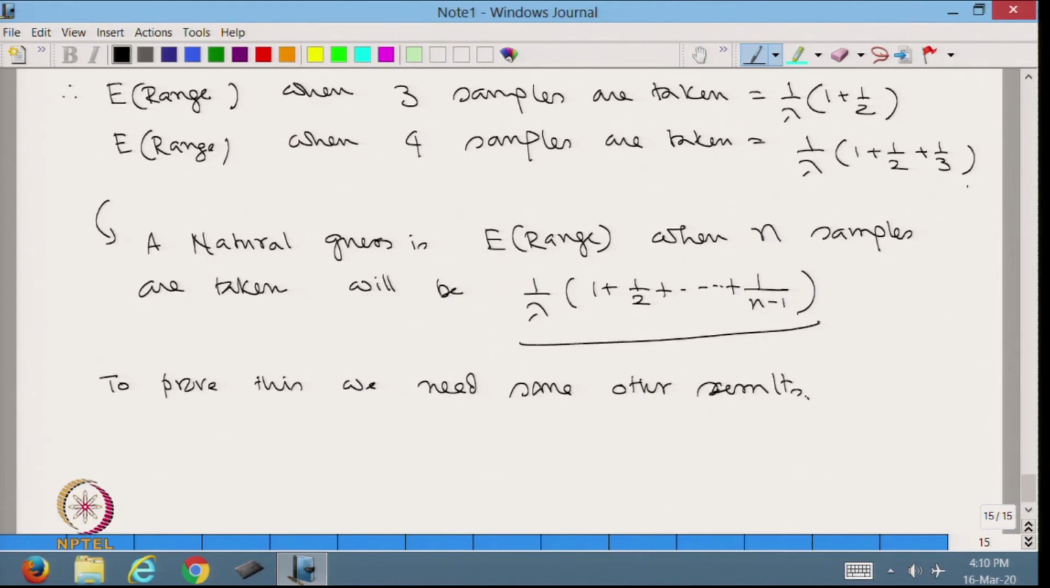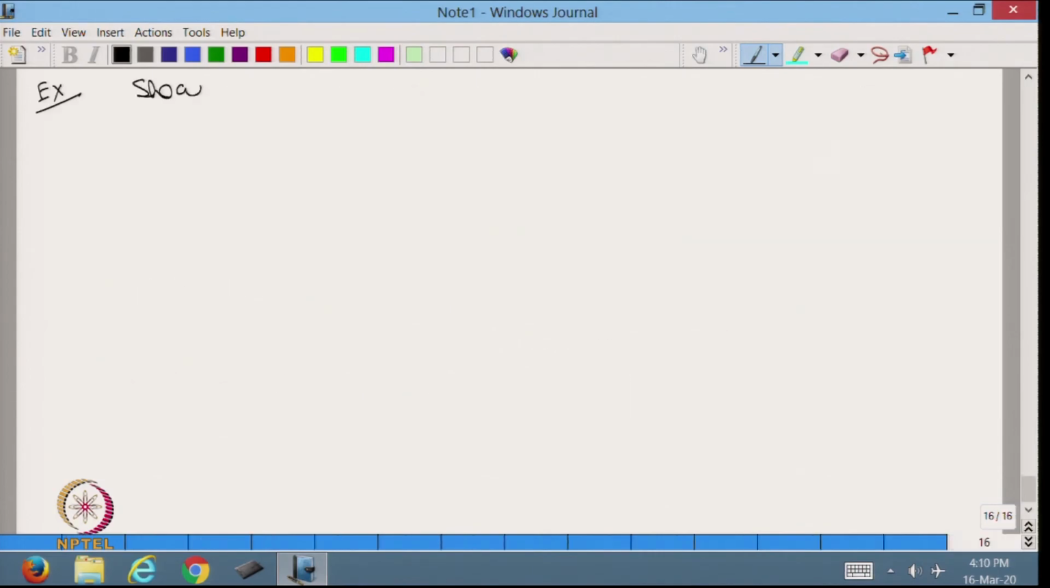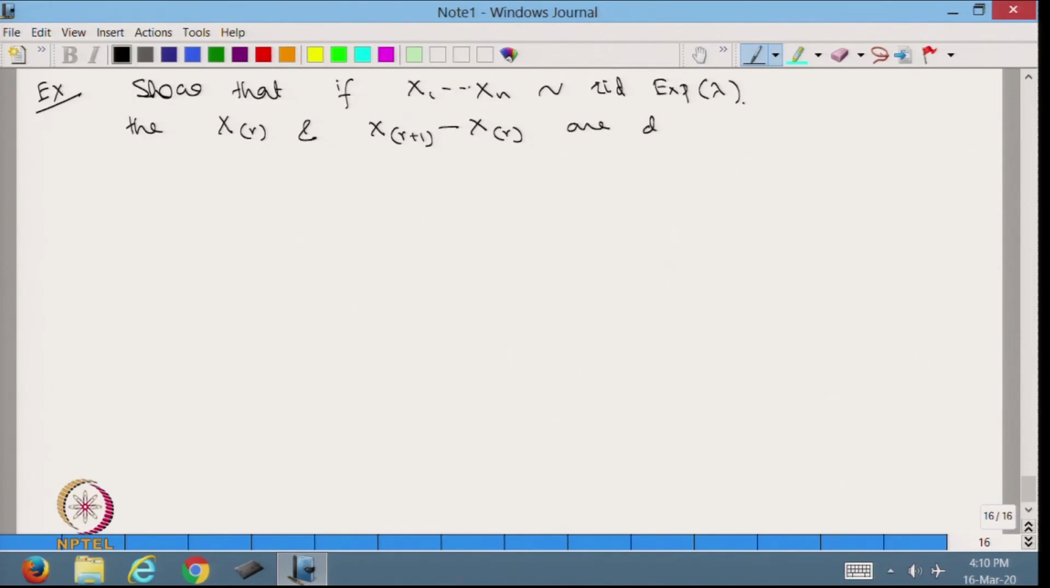So, here is a result. Show that if X1, X2, ..., Xn are IIDs with exponential lambda, then X_r and X_{r+1} minus X_r are distributed independently. That is a very interesting result.